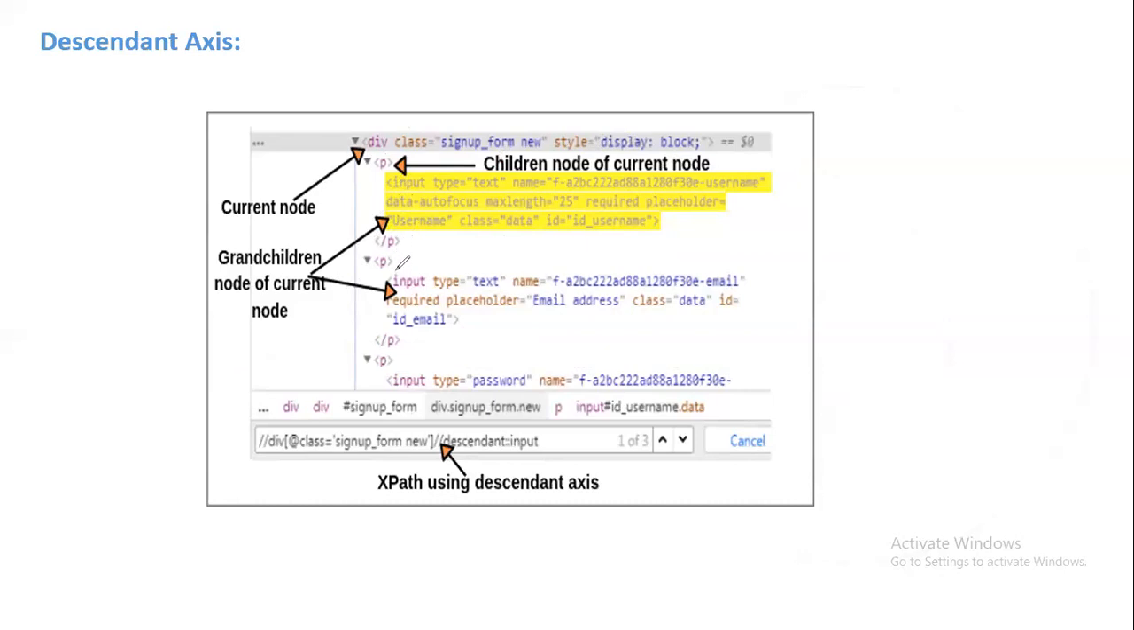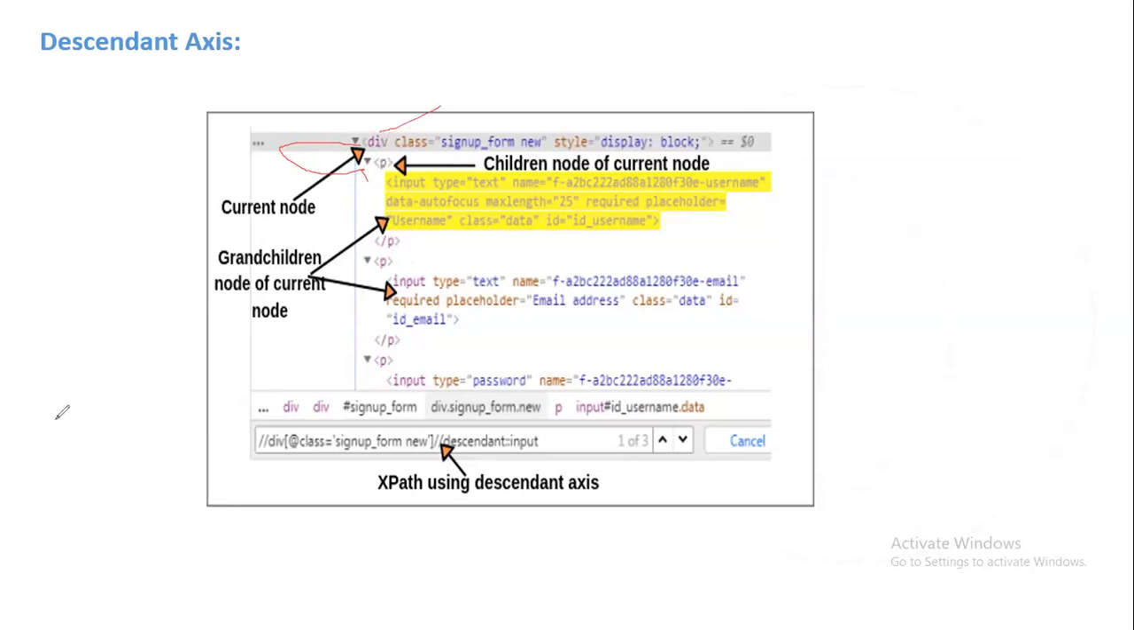Under P we have a paragraph. We have some input element and we have another element. So these are called grandchildren nodes of the current node. This is the current node. Under that current node, we have this paragraph, this paragraph. This is a child, but within this child element can have another child. So we can say that is the grandchild of the current node.